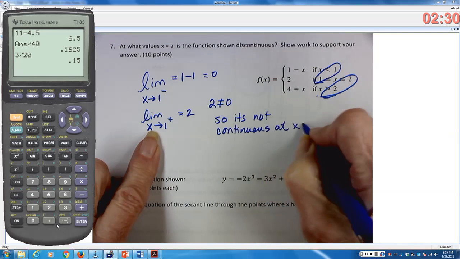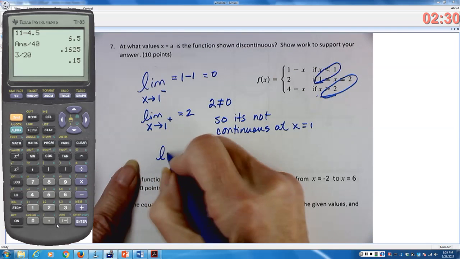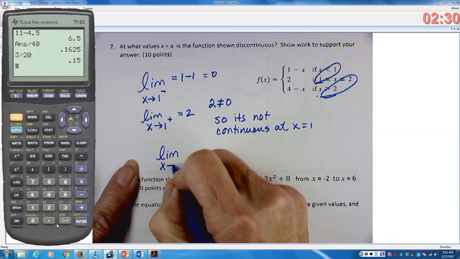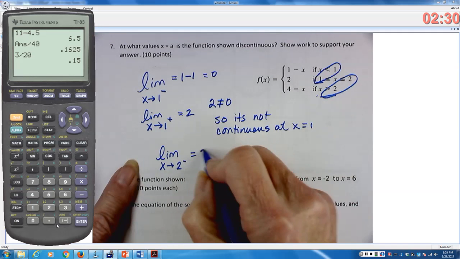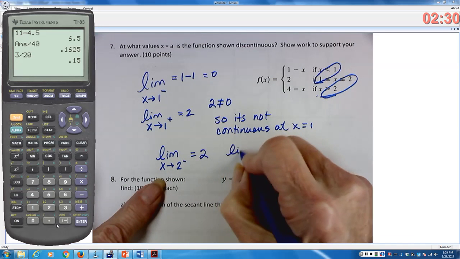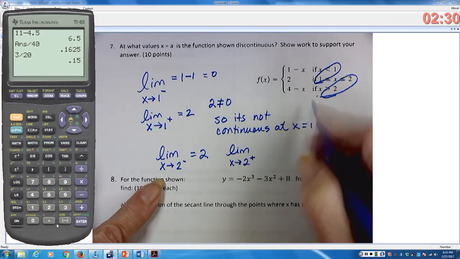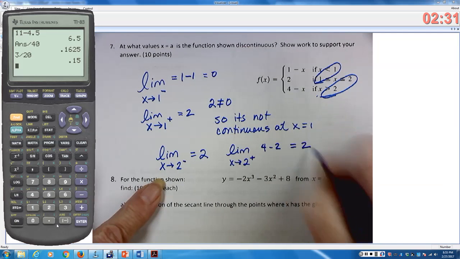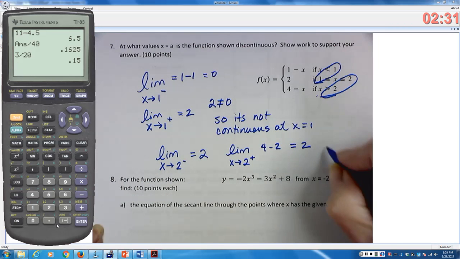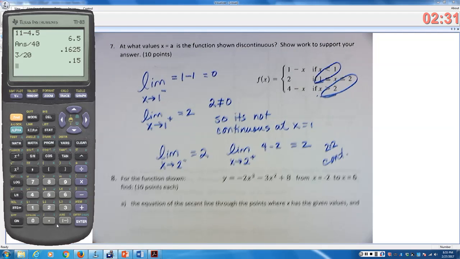At x equals 1. But it is continuous at x equals 2, because if you take the limit as x approaches 2 from the negative, you get 2. And if you take the limit as x approaches 2 from the positive, which is this rule, you get 4 minus 2, and that equals 2. And 2 does equal 2, so it's continuous. Okay?